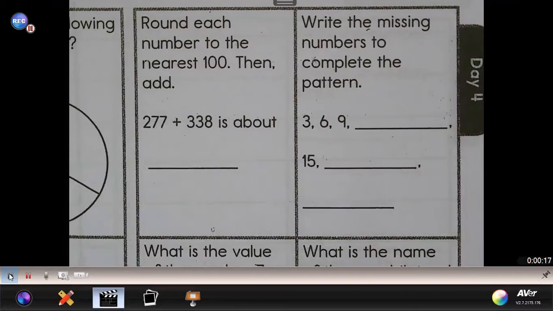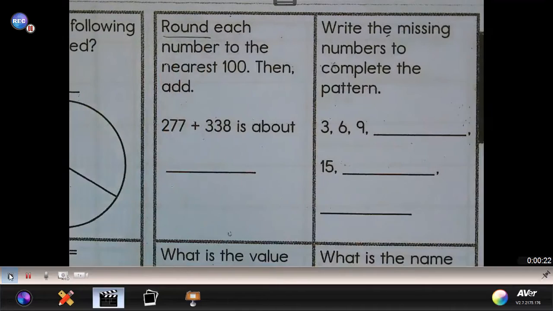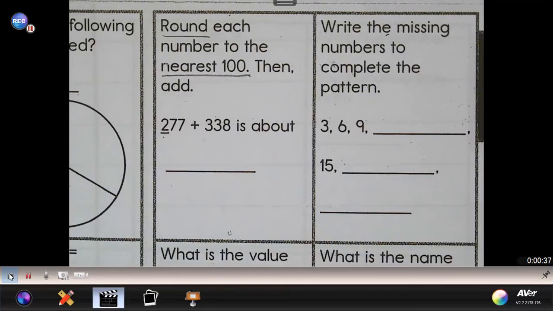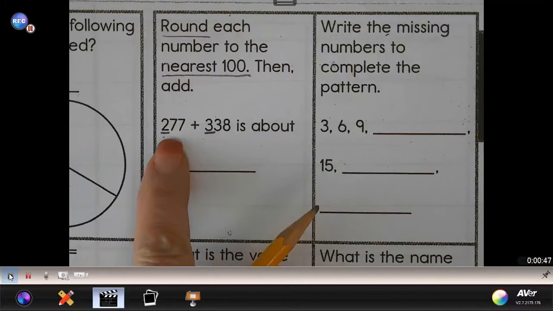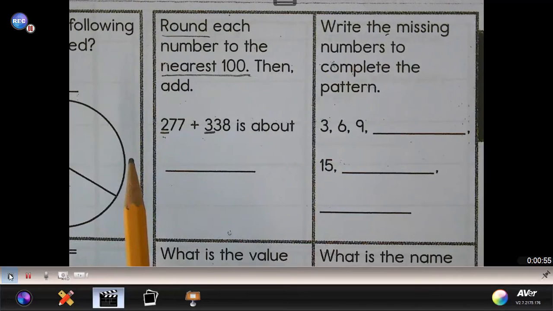We're going to take a look at our first problem, and it has to do with rounding. It seems like we're getting pretty good at rounding. Here they want us to round to the nearest 100. So our first thing is to think about the place value that we're rounding, which is our hundreds place. Next, think about the two hundreds that this number falls between. It's going to be between 200 and our next 100, which is 300.